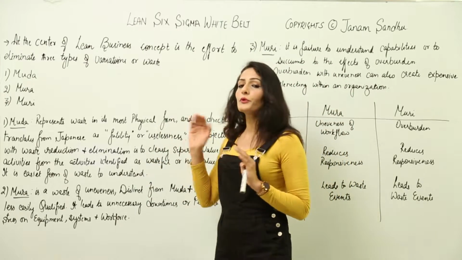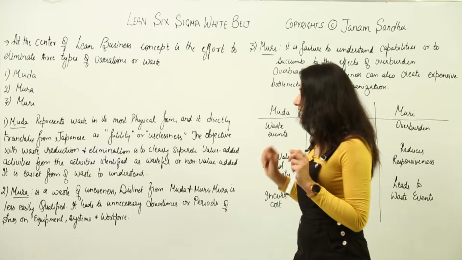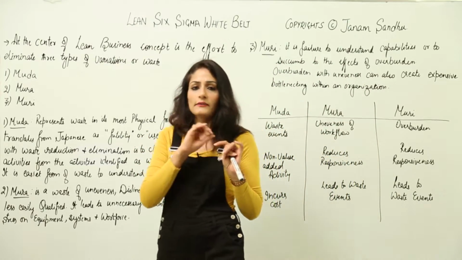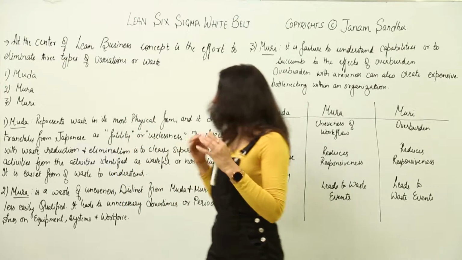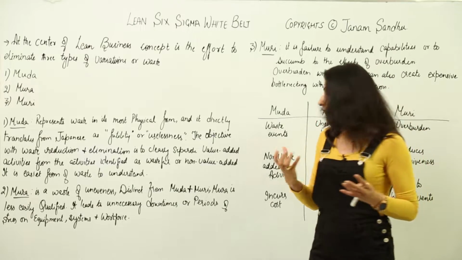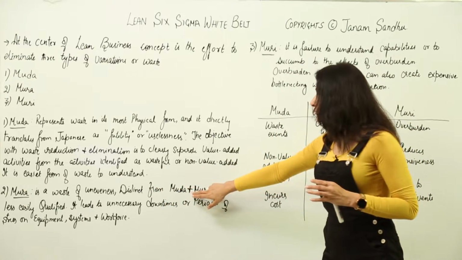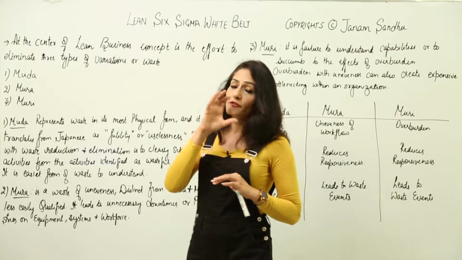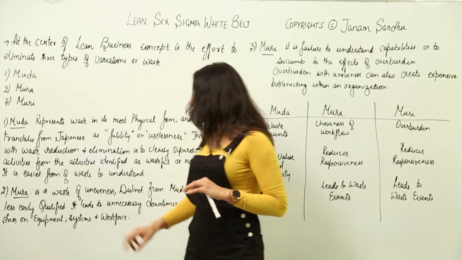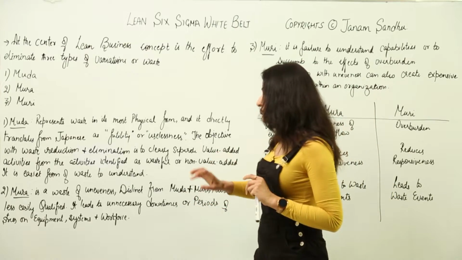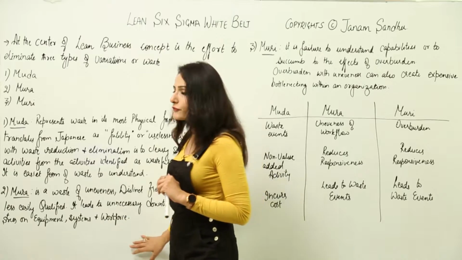Then coming to Mura. Mura is a waste of unevenness, that is, your processes are not even, or the way you are using your machinery and your manpower is not even. Distinct from Muda and Muri, Mura is less easily qualified, so it's difficult to identify Mura. It leads to unnecessary downtimes or periods of stress on equipment, systems and workforce.